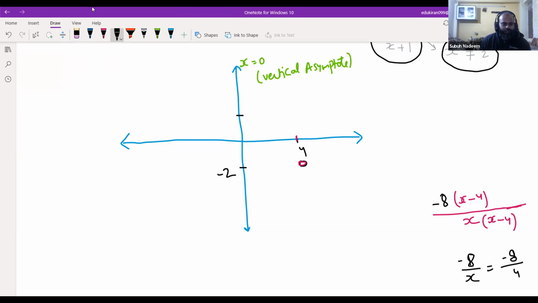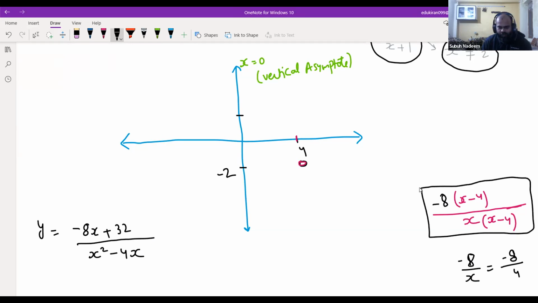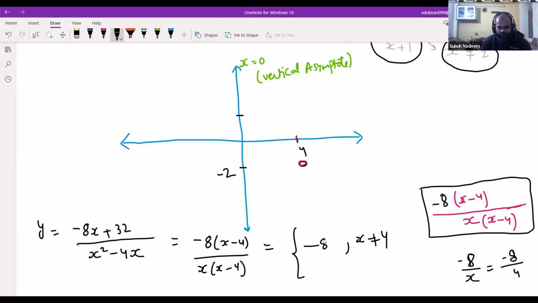So finally, the function would be minus 8x plus 32 upon x square minus 4x. This is the simplified one. When you factorize, it becomes minus 8 times x minus 4 by x into x minus 4. And when you cancel x minus 4, that is when x is not equal to 4, it will become minus 8 by x in simplest form.